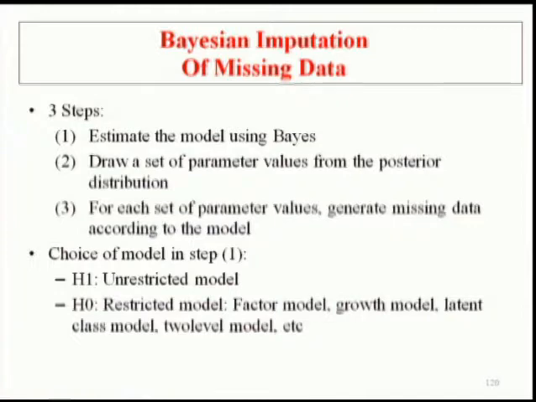generated from those parameters. Sometimes in the literature, that's called the EM algorithm approach to filling in missing values. So you estimate an unrestricted mean vector and covariance matrix and get a posterior distribution for that from Bayes, and then you draw your parameter values and you draw your missing data from those parameter values to create, say, 5 data sets.